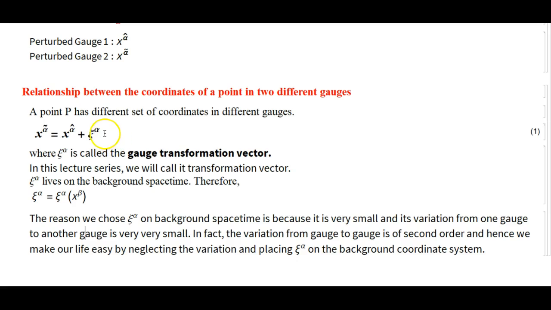So remember that this xi alpha, the gauge transformation vector, defines the relationship between the coordinates of the two gauges. So I am saying the coordinate of gauge 2, tilde is my gauge 2, is equal to the coordinates of gauge 1 plus this gauge transformation vector. So this is the vector in gauge 2, and this is the vector in gauge 1, and this is the gauge transformation vector.